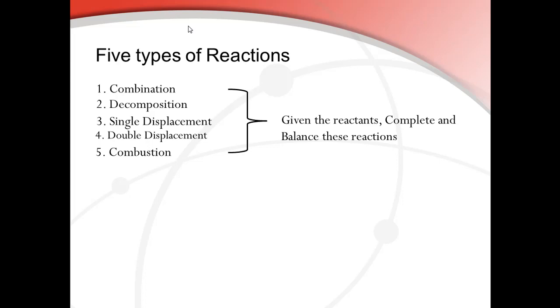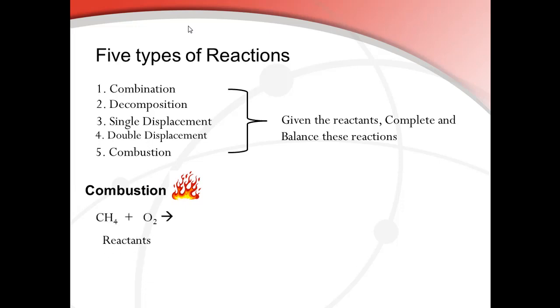So given the reactants for each of these reactions, you will be asked to complete and then balance the reactions. You will be told when a combination reaction is taking place or a combustion reaction is taking place, so there's no guesswork there, but you will have to determine what the products are. So the first one we'll talk about is combustion, because I think that's the easiest.